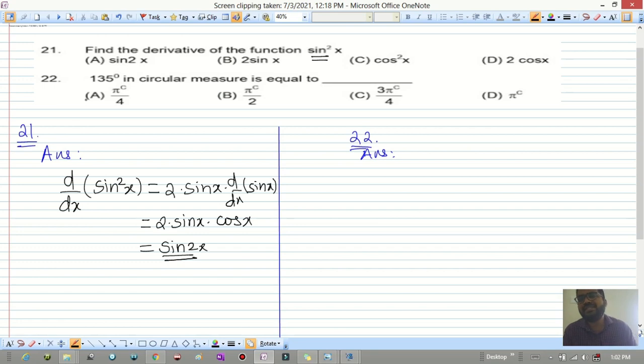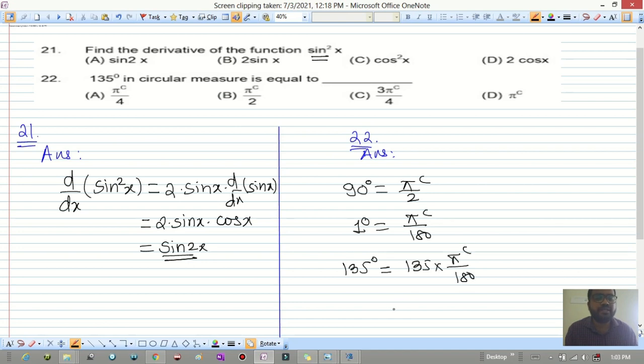So 22nd question देखो, 135 degree in circular measure is equal to, we want 135 degree in circular measure how much right now. So we know that 90 degree is equal to pi by 2 radian, indicates 1 degree is equal to pi divided by 180 radian. So multiply by 135 both sides, so you will get 135 degree is equal to 135 into pi divided by 180 radian.